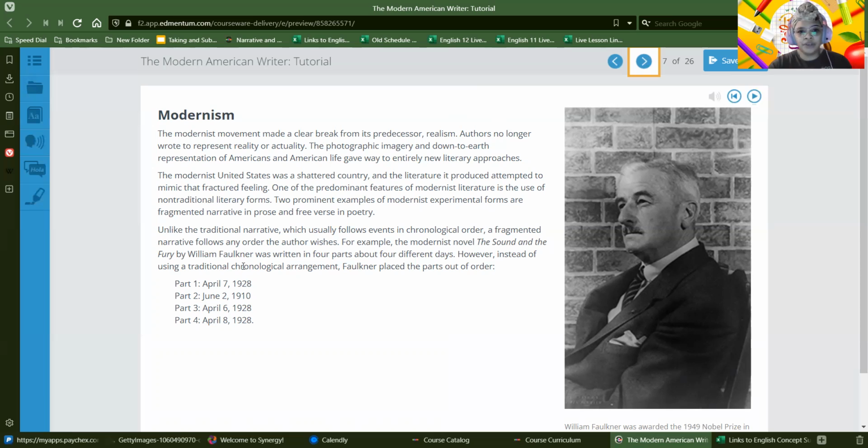And they give you an example here of a book by William Faulkner, The Sound and the Fury. And he does not use a traditional chronological arrangement for his chapters. So the parts are out of order. It starts with April 7th in 1928 and then jumps back to June 2nd, 1910. And then it jumps forward again to April 6th, but that's still before the very first part. And then it jumps to April 8th, which is in 1928.